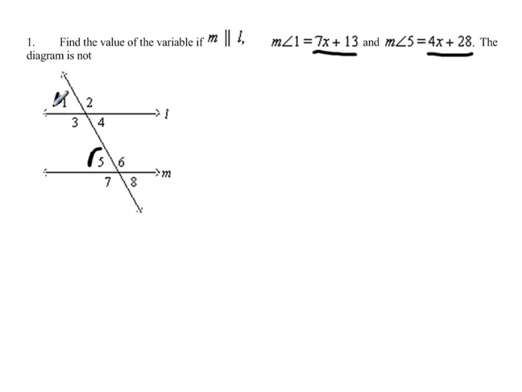We need to find angle 1, and we need to find angle 5. They are right here. So if the lines are parallel, we need to identify those two types of angles. They are corresponding angles. Corresponding angles are congruent, so if the lines are parallel, the angles will have to be equal to each other. And we are just looking for the value of the variable. So we're solving for x.